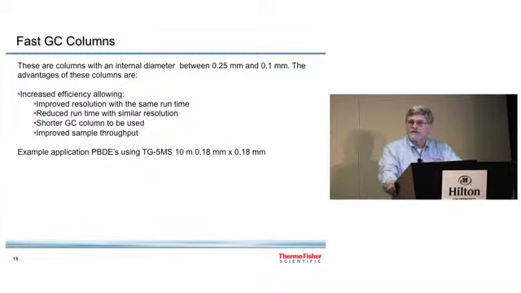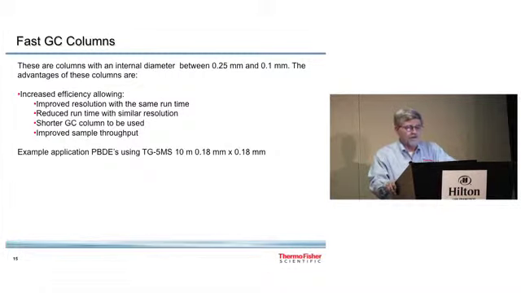We refer to these smaller diameter columns as fast GC columns because of the improved resolution with the same runtime. Reduced runtime with similar resolution. Improved sample throughput. Everybody's looking to run more samples in the same amount of time.